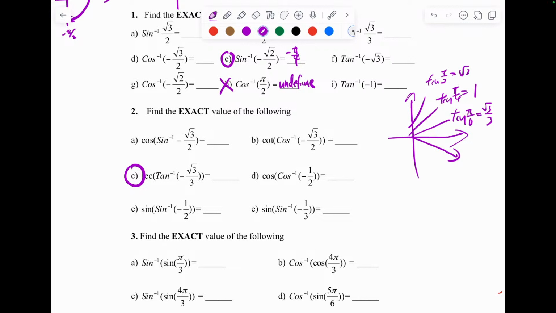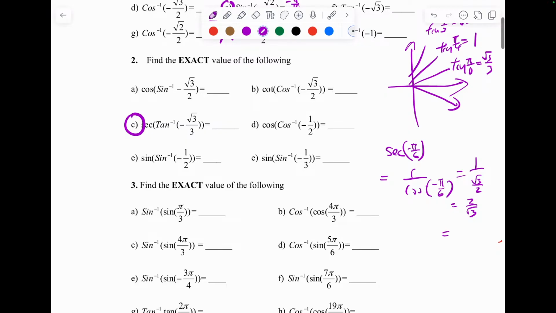Now, cotangent is inverted. So, therefore, it has to be right here. So, that has to be secant of pi over 6 negative. Now, that's equal to 1 over cosine of negative pi over 6. And that's equal to square root 3 over 2 positive. So, it'll be 2 over square root 3. Winston, so 2 square root 3 over 3.